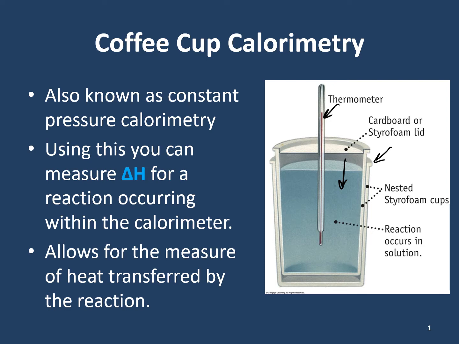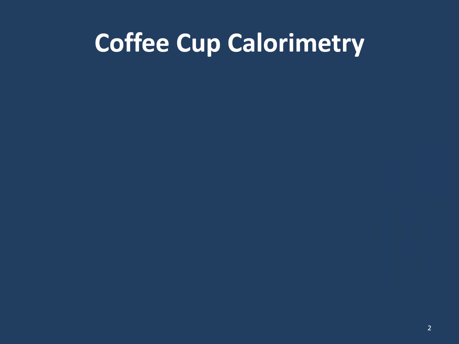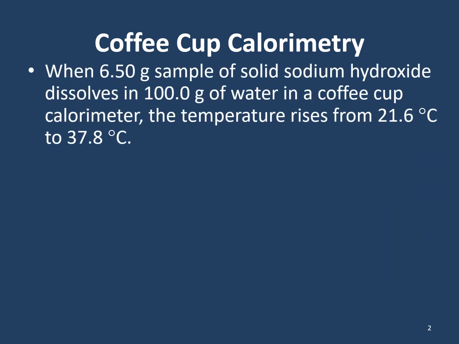So we can measure how much heat is being transferred from one place to another in this measurement technique, and that'll allow us to actually calculate delta H for a reaction if we want to. For instance, if we had 6 grams of sodium hydroxide dissolving in 100 grams of water, and the temperature rises from 21.6 to 37.8.